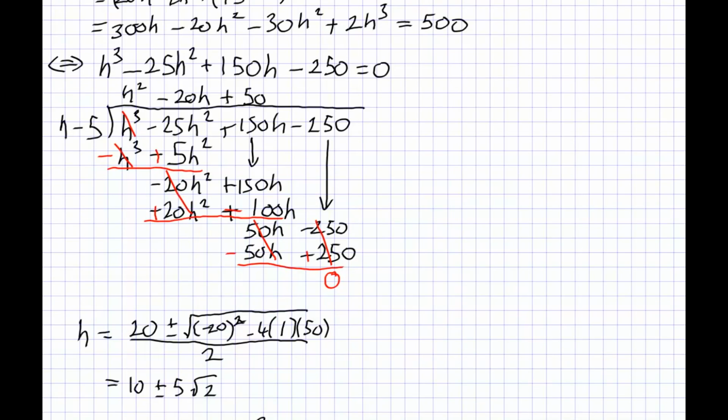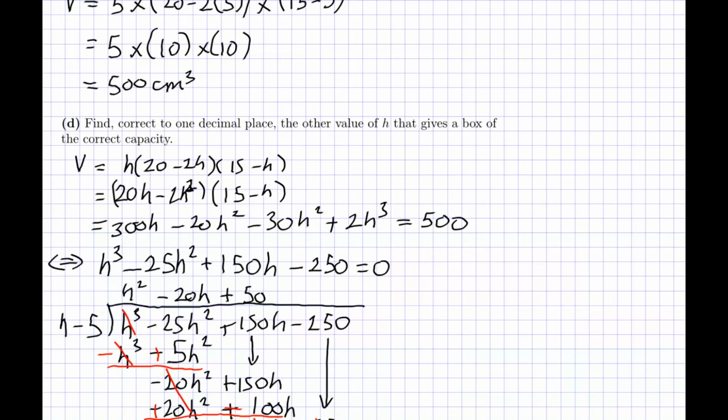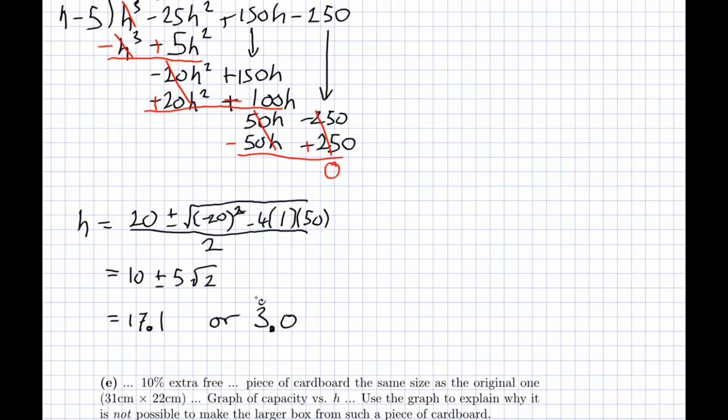Now, if you'll remember, at the beginning of the question we were told to find the other value of h that gives a box of the correct capacity. So there's only one value of h that's valid here. So we're going to have to eliminate one of these two. Now remember, we figured out a while ago that w was equal to 15 minus h. So if h is 17.1, that means that w is minus 2.1. But lengths can't be negative, so that means that 17.1 is not a valid answer, and h is equal to 3 is the only other valid answer.